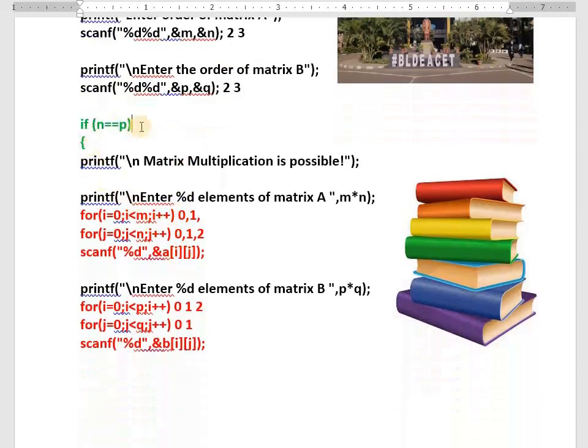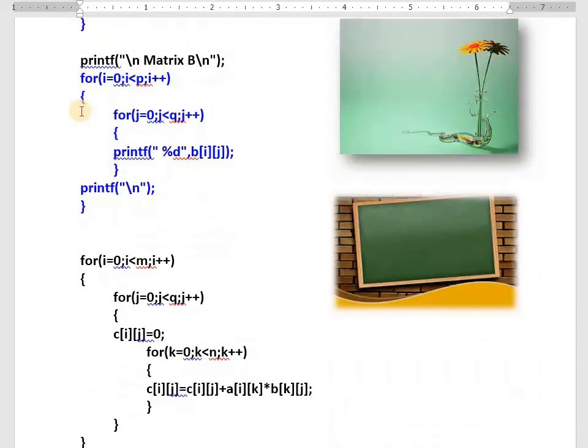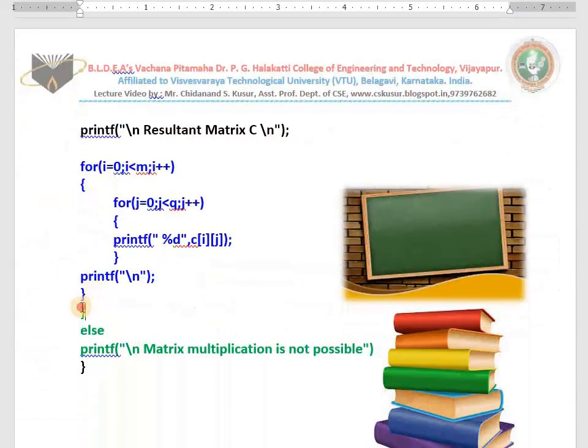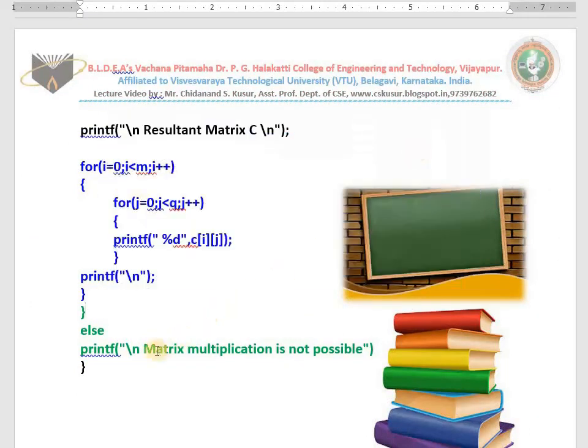If n is equals to P, then the true block starts here, and the true block completes here. Green flower bracket you can see here. At what time does the true block work? If the multiplication is possible. If the multiplication is not possible, then else part works. What is that? Matrix multiplication is not possible.